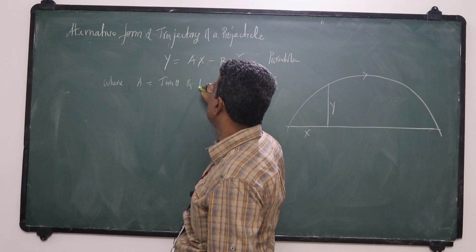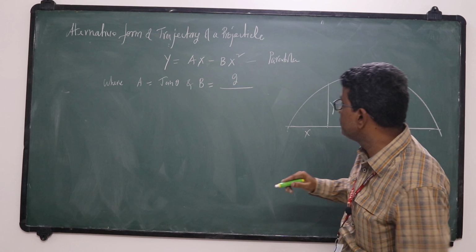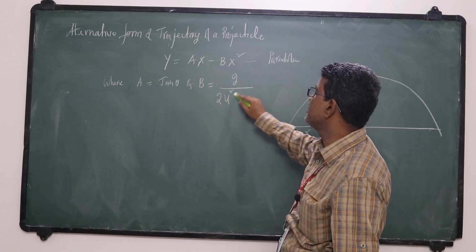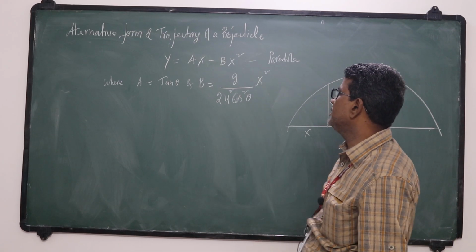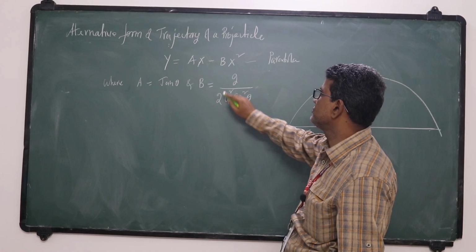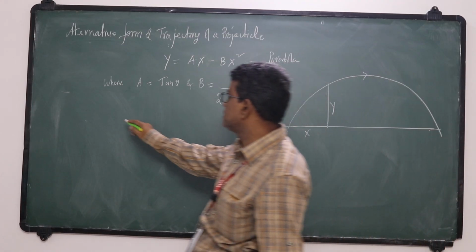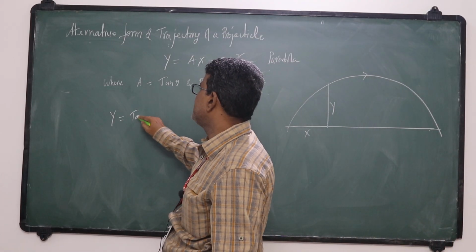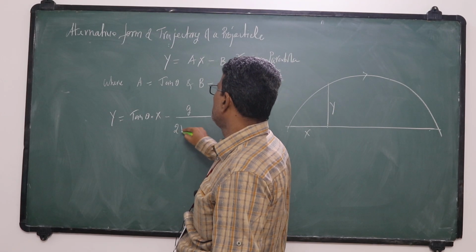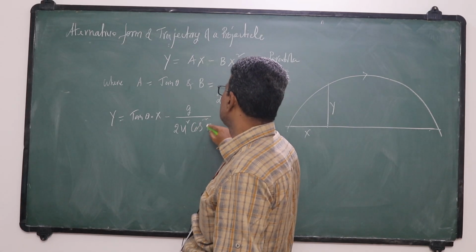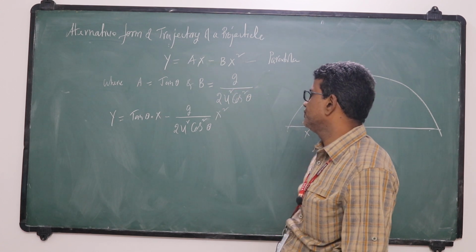b is equal to g by 2u square cos square theta. This is the value of b, g by 2u square cos square theta. Substitute these values. So y is equal to tan theta into x minus g by 2u square cos square theta into x square.